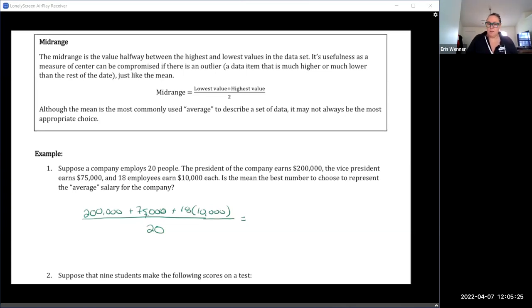So if we add this all up and divide by 20, we end up with $22,750 as the mean, right? This is the mean salary. So is that a good representation of the average salary of any of the workers? What do we think? What do the predominant number of people at this company earn?